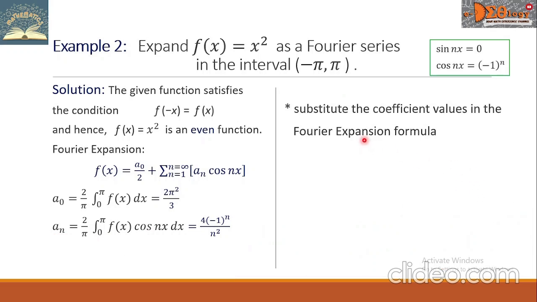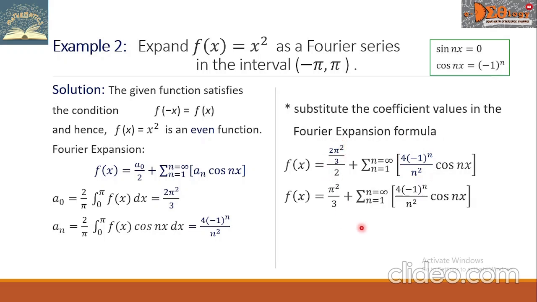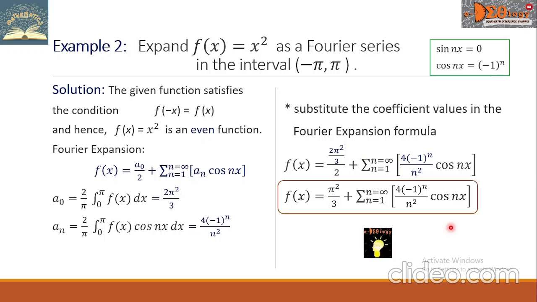Now let us substitute the coefficient values in the Fourier expansion formula. It becomes like this. The a sub 0 is now this value, while a sub n is now changed into like this. We can simplify this complex fraction, so we have now pi squared over 3, then we copy this summation expression. This is now the final answer.